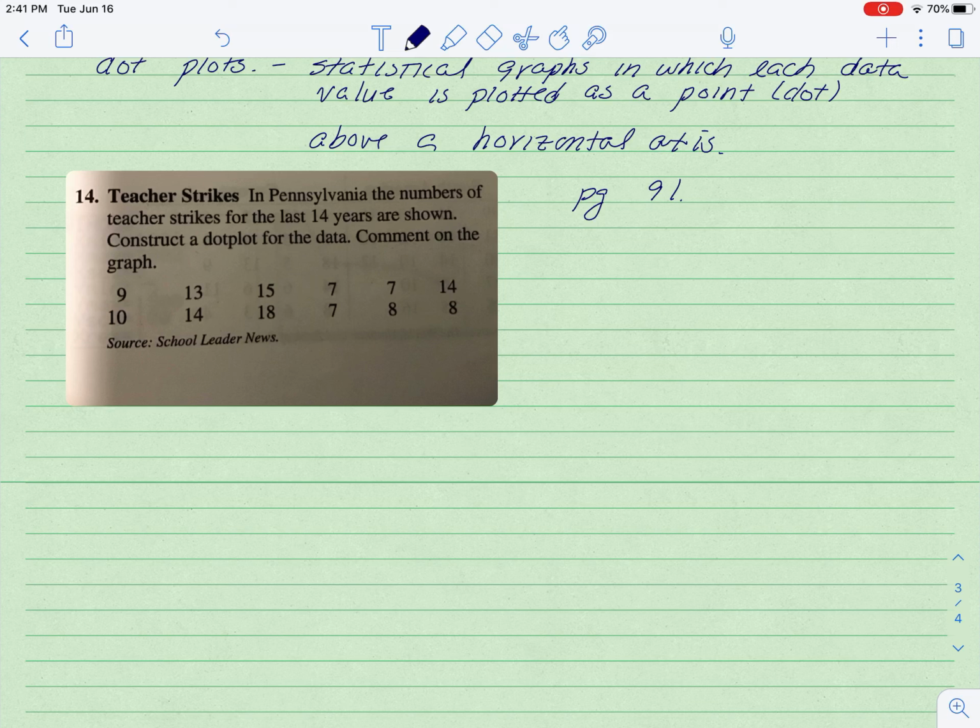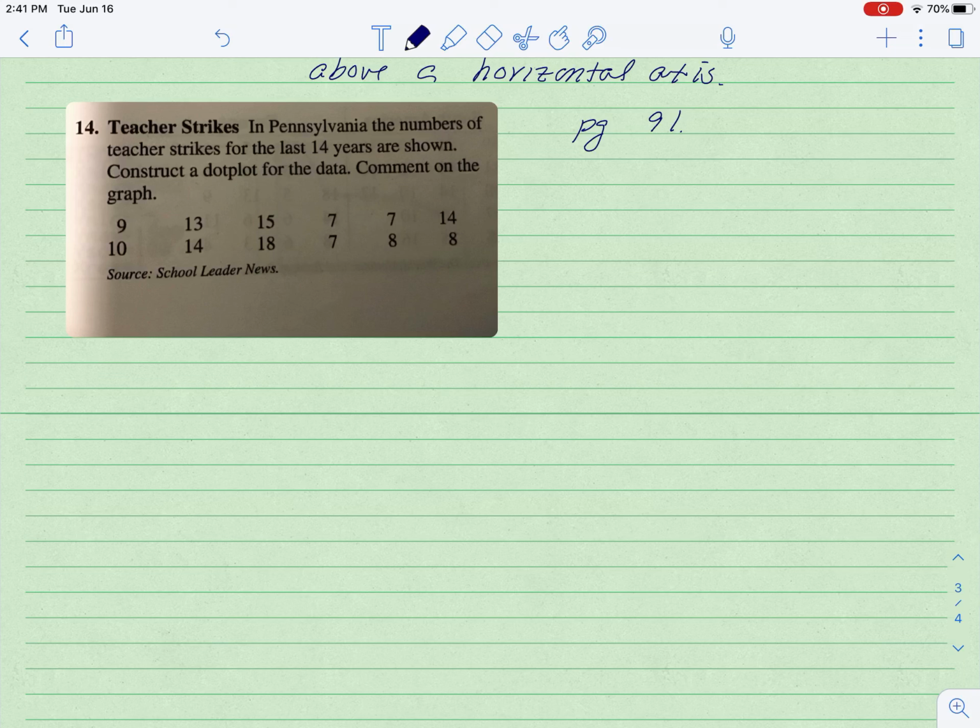So here we go, teacher strikes. If we look at teacher strikes, the smallest number that we have is 7, and the biggest number we have is 18. So we need a horizontal line that has the values between 7 and 18 on it. So here's a horizontal line, and what we want to do is not forget any numbers in between. So we got 7, 8, 9, 10, 11, 12, 13, all evenly spaced, 14, 15, 16, 17, 18.